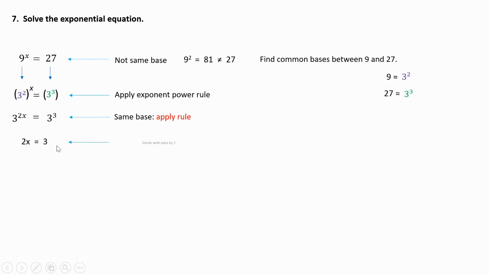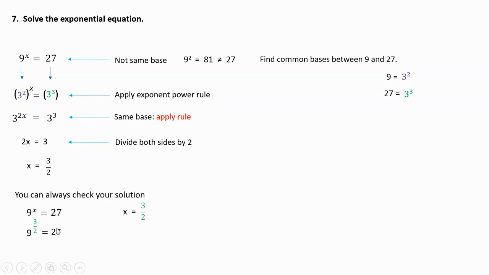We divide both sides by 2, so the answer is x equals 3 over 2. Okay, and you can always check your work. I'm going to plug the 3/2 into the x. If you put it into the calculator, it's going to give you 27. So 27 equals 27. That's how we can check our work.